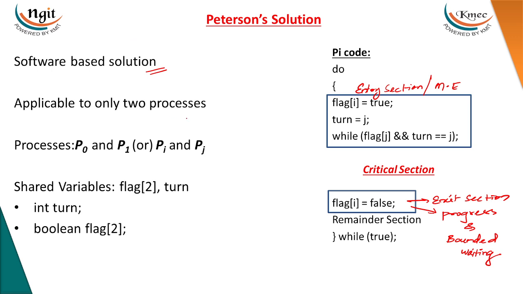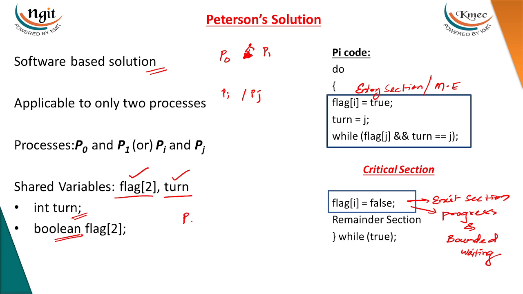That means it only takes two processes, either P0 and P1, or Pi and Pj. There are two shared variables. Flag is one shared variable, which is of boolean type, and turn is one more variable, which is of int type.